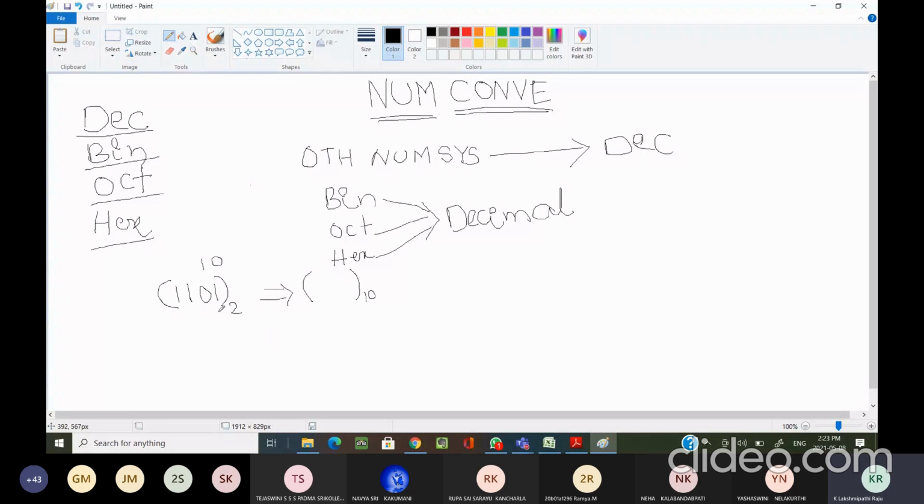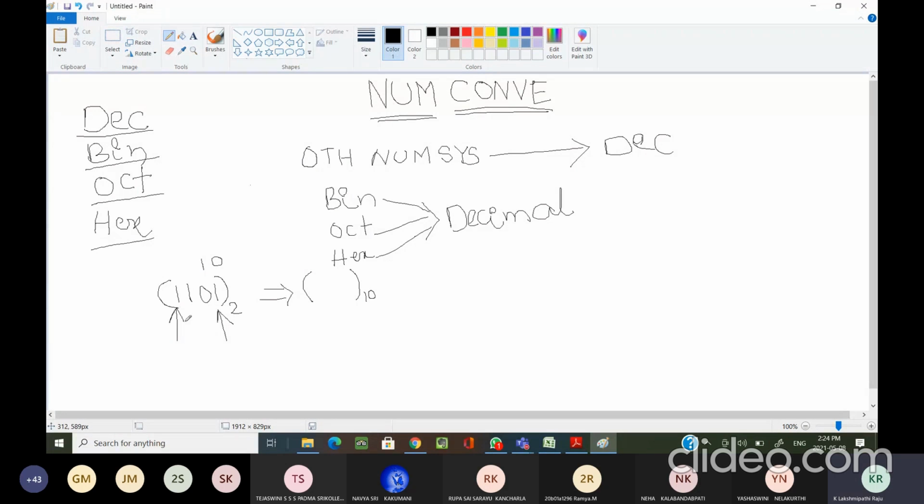Sir, which one is the rightmost? This is the rightmost bit. Whether it is a binary number, an octal number, a hexadecimal number, or a decimal number, whenever you are giving the positions, the position should always start with 0. It should not start with 1. It should start with 0, and you should continue towards the leftmost. This is the leftmost bit.